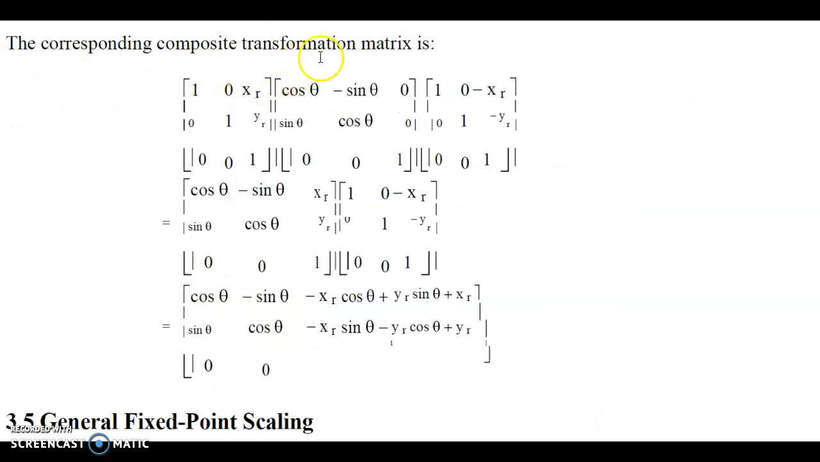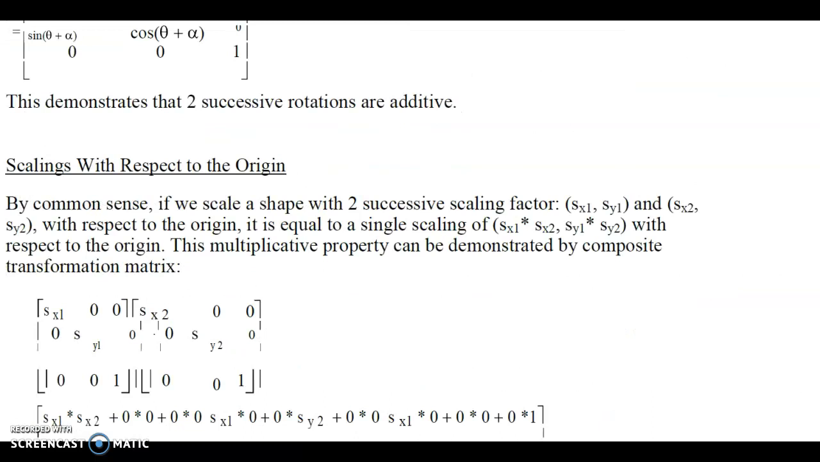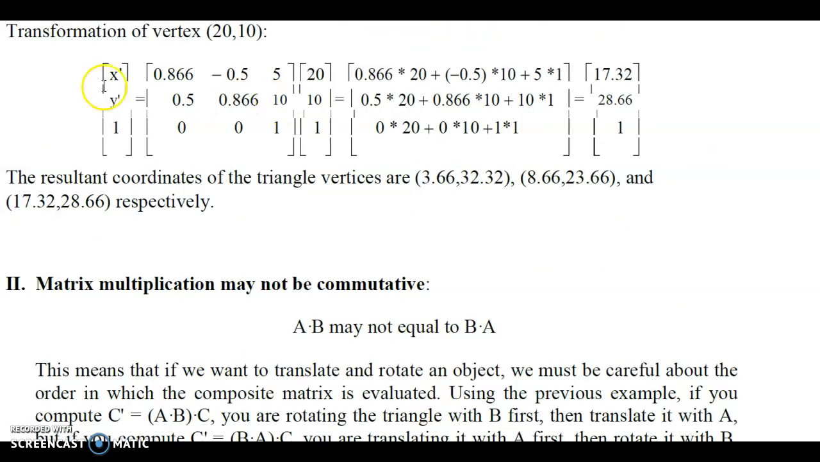The corresponding composite transformation matrix: first is translation. In the composite transformation, what we do first will come on the right hand side, from the rightmost side. Then what we do second will come next to that, and what we do last will come on the most left hand side of the matrix. This is applicable when we are using column matrices, not row matrices.